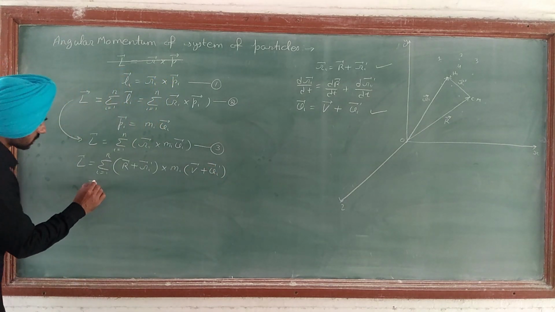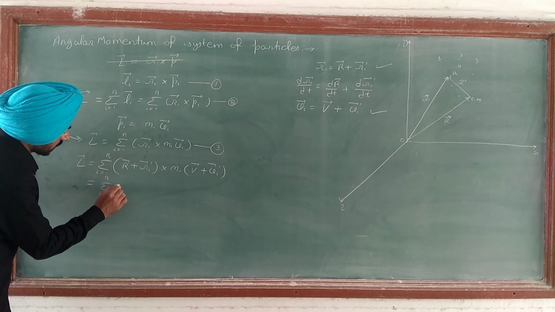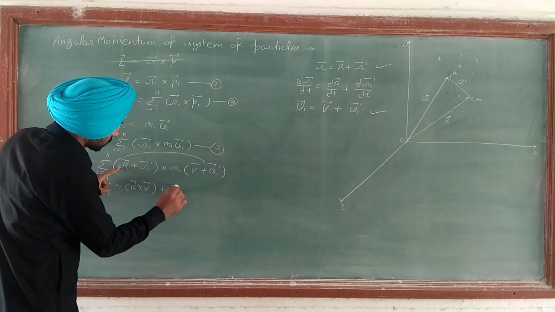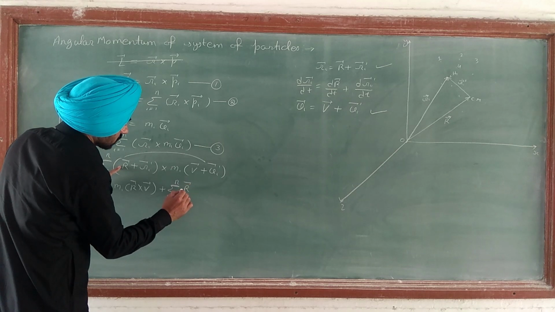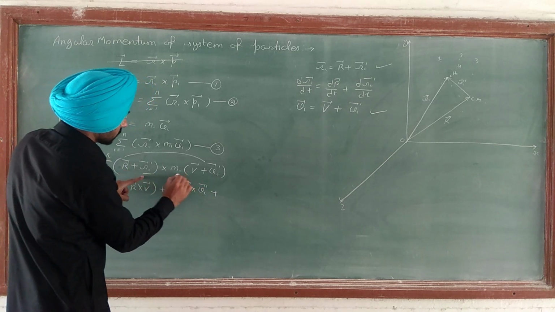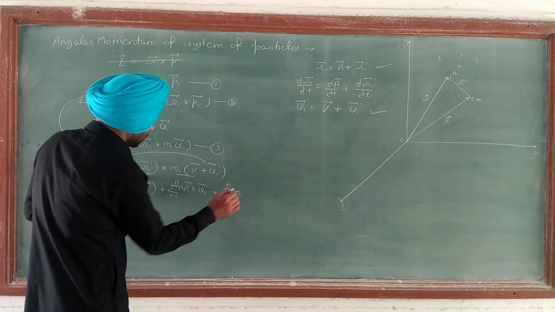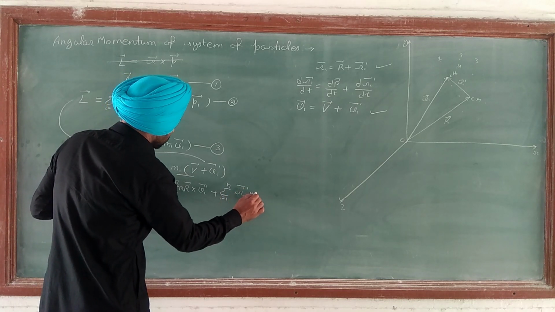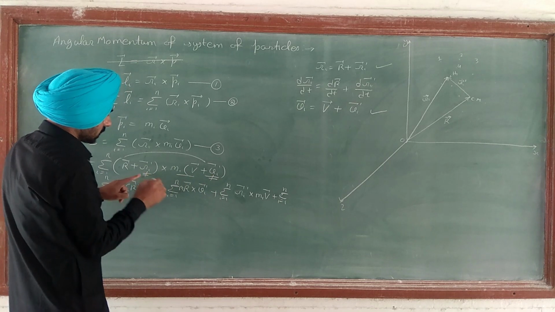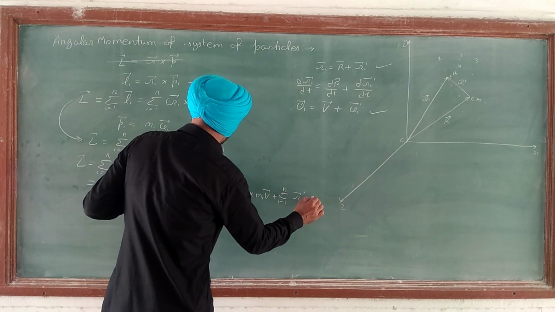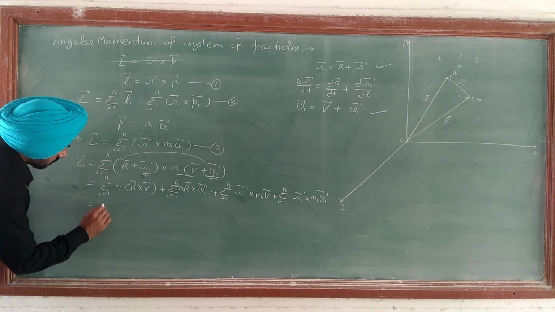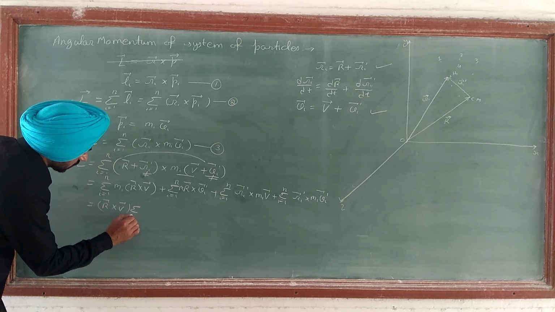So we can simplify this equation as summation i equal to 1 to n mi R cross V from the first term, from these two terms, plus summation i equal to 1 to n mi R cross Vi prime, plus from these two terms we have summation i equal to 1 to n mi Ri prime cross V, plus summation i equal to 1 to n, from these two terms, Ri prime cross mi Vi prime. So we have simplified this equation. So this equation can be written as R cross V summation i equal to 1 to n mi.